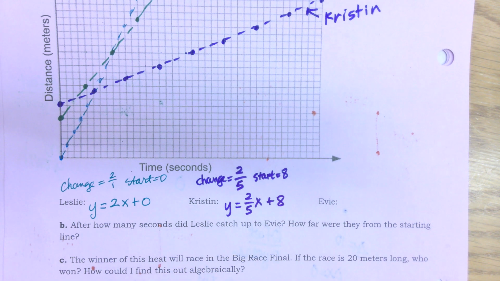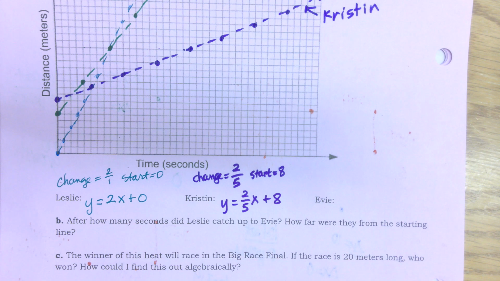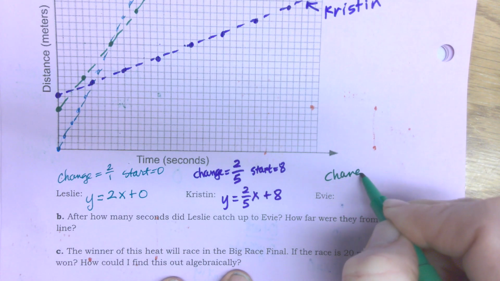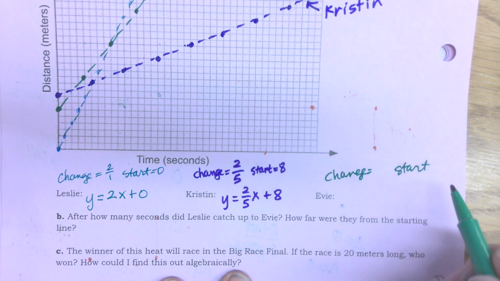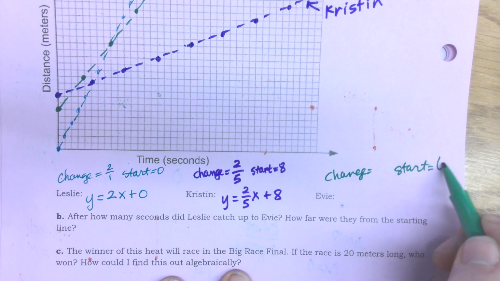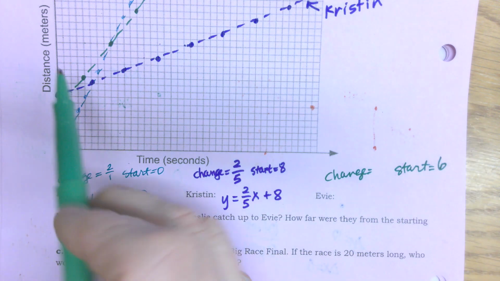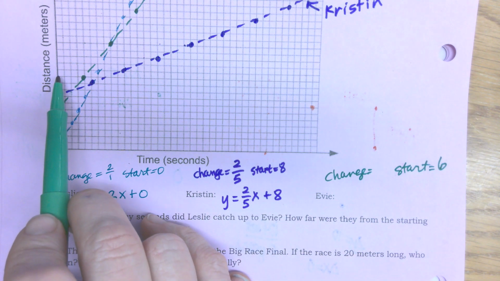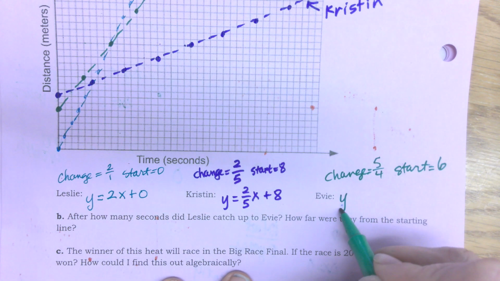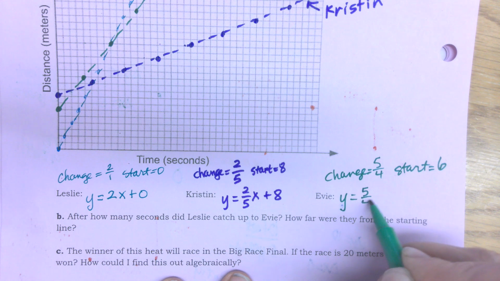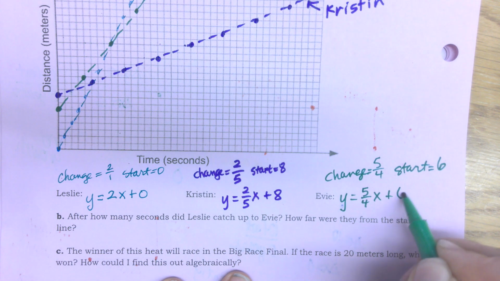Up next, Evie. I need Evie's change and Evie's start. I heard Evie started at 6. Her change is what? 5 over 4. So y equals 5 over 4x plus 6.